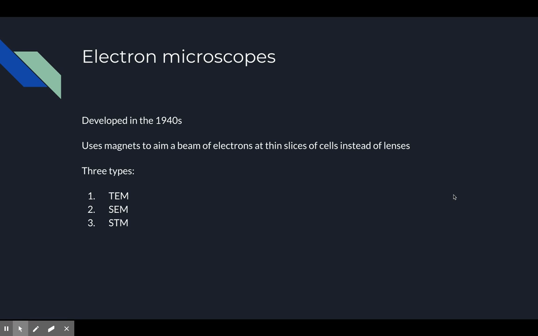So with electron microscopes, these were developed in the 1940s. Instead of lenses, these use magnets to aim a beam of electrons at thin slices of cells. So remember, we talked about electrons a lot last chapter. Those are negatively charged particles. So they use magnets to aim beams of electrons at thin slices of cells to magnify the specimen. There are three types. There's TEM, SEM, and STM.